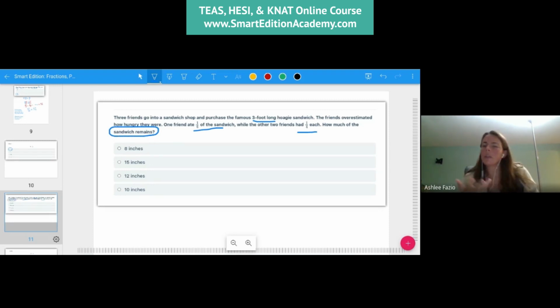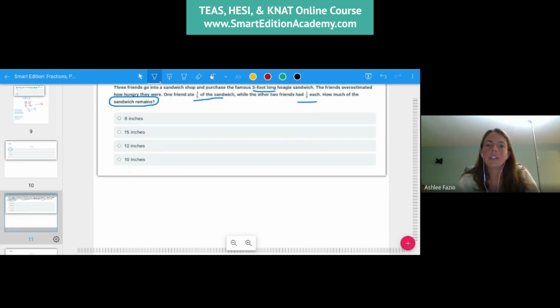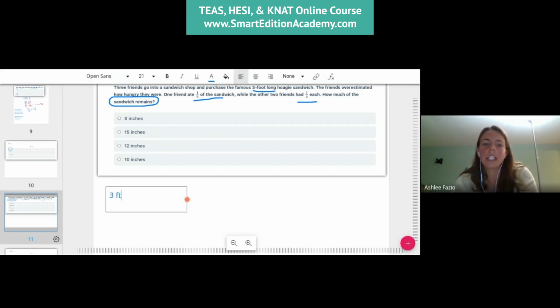Okay, so this is another one where I really like to look and see what are my options. And I notice that all of my options are in inches, which my 3-foot-long hoagie is not, but I can turn it into inches fairly quickly. So for me, that's just something that I'm going to note. I don't know if I'll necessarily need it, but it feels like it might be important. So the 3-foot-long sandwich, if 1 foot is 12 inches, 3 times 12 will give me 36 total inches that they have to eat. Right? So I think that might be important, but we'll see.